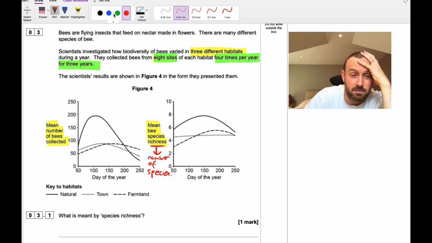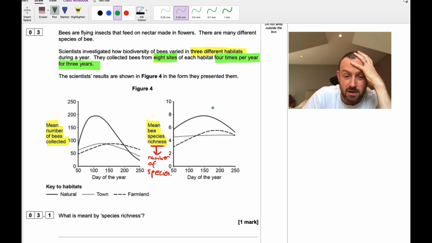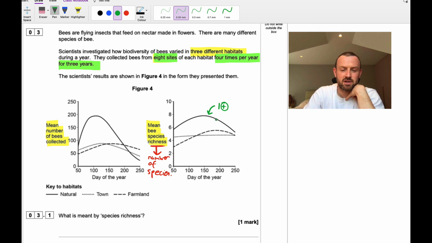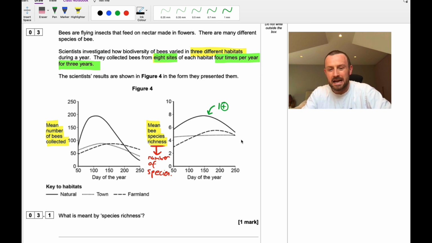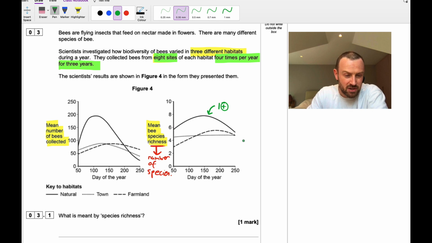Okay, well here's some good information. This one. So I'll just kind of label this as 1 plus because it supports statement 1. So what we can see here is the natural habitat has the greatest species richness of any of the habitats all throughout the year. So that's really clear. Always has the highest species richness.